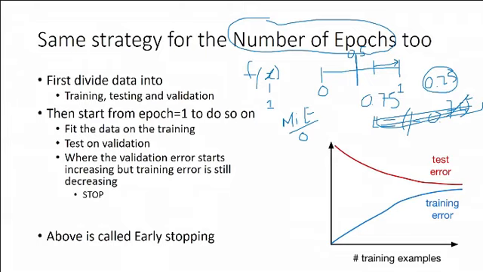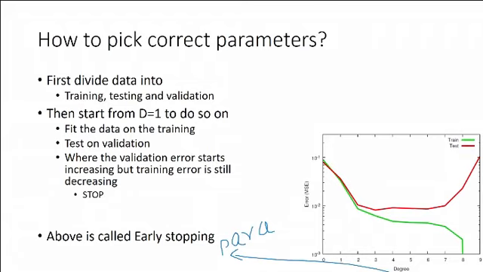Sir, kindly explain that point. It's possible that your training error becomes static, or keeps increasing, and your testing error actually.